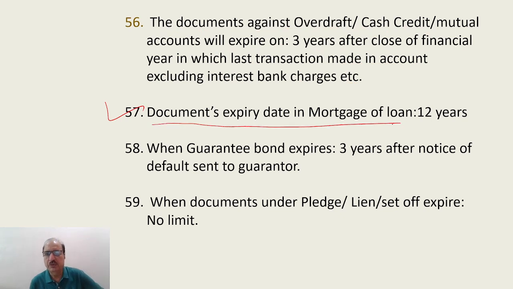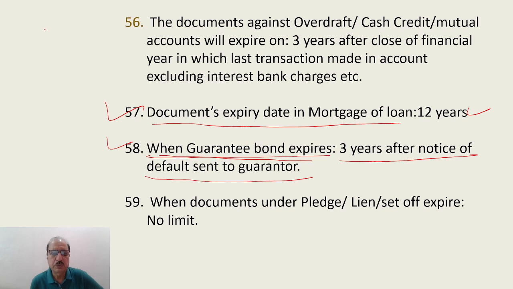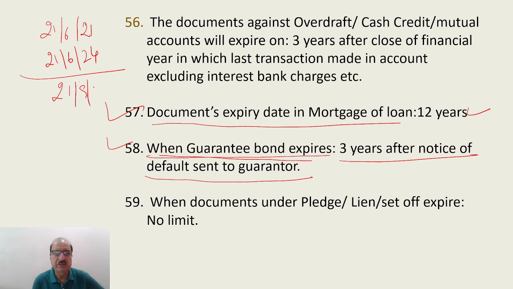Document expiry date in a mortgage loan is 12 years. Question number 15. When does a guarantee bond expire? 3 years after notice of default is sent to the guarantor. Supposing the documents are dated 21. As a rule, the documents will expire on 24, but the notice of default has been given to the guarantor on maybe 21/9/21. Then the guarantee will expire on 21/9/24. So, 3 years after notice of default has been sent to the guarantor.